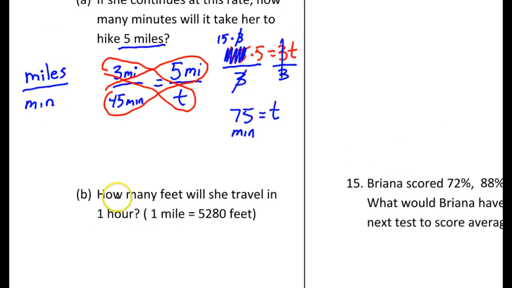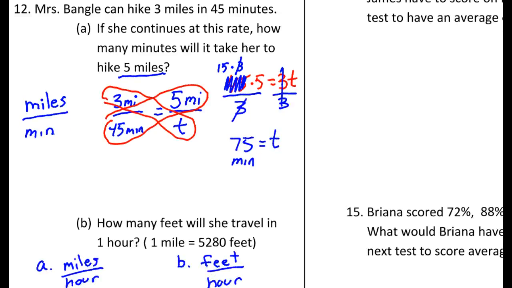Okay. So we need to break this up into 2 parts. First, we need to know how many miles she can do in an hour. So what is the miles per hour? Right? Then we can convert it to feet per hour. We've got to do one thing at a time here.